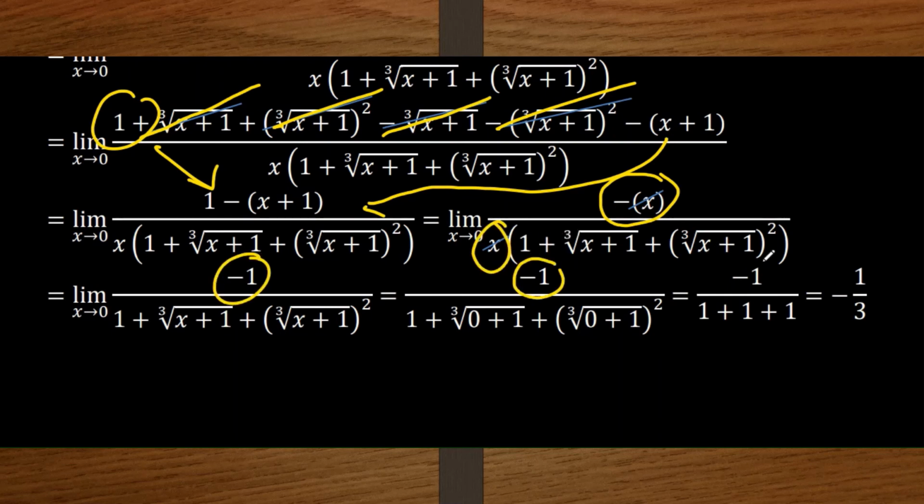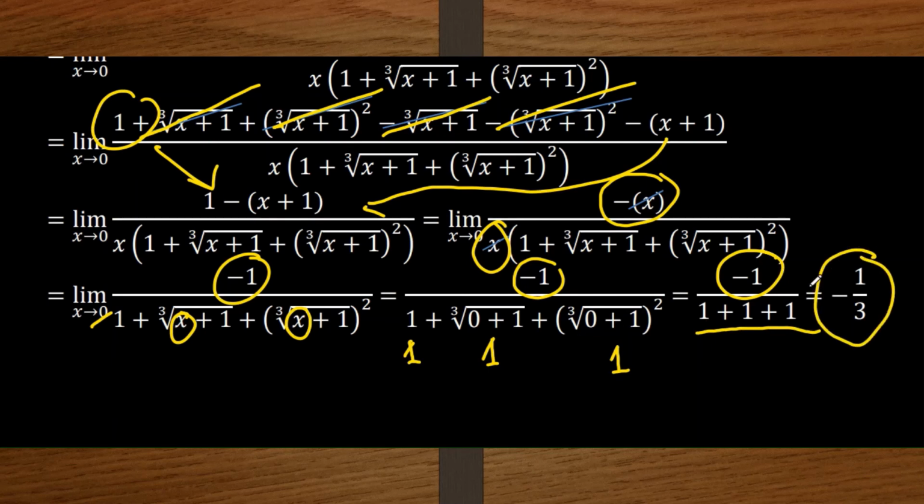Okay, now we're ready for the substitution. You let x be equal to 0 and replace all x here with 0, which will give you 1. Cube root of 1 is 1. Cube root of 1 raised to 2 is also 1. So 1 plus 1 plus 1 is 3. And since that is negative, our final answer is negative 1/3.